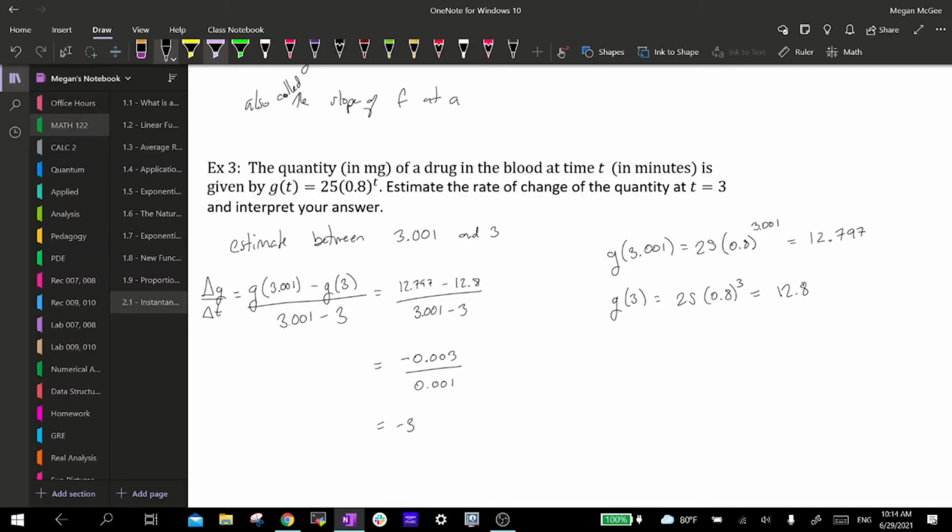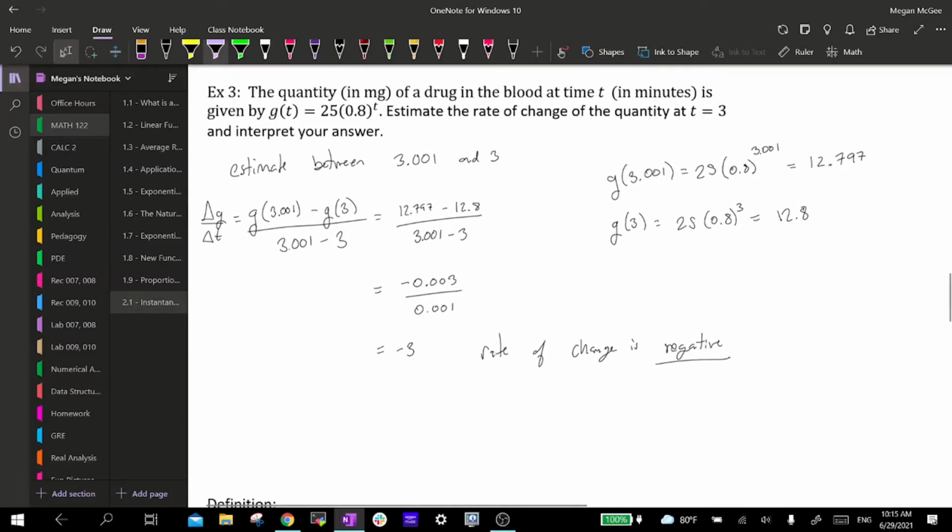All right, so the first thing that we notice is our rate of change is negative. So when we want to interpret our answer, a negative rate of change means something is decreasing, right? It's going down. So in this case, it means the quantity of the drug that's in the blood system is decreasing at this rate of 3 milligrams per minute.